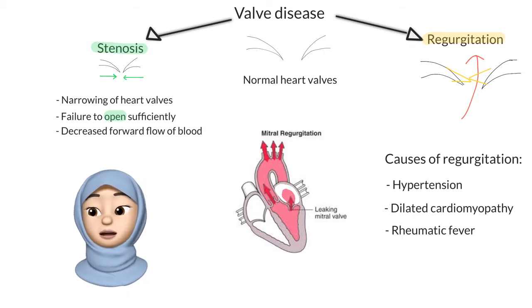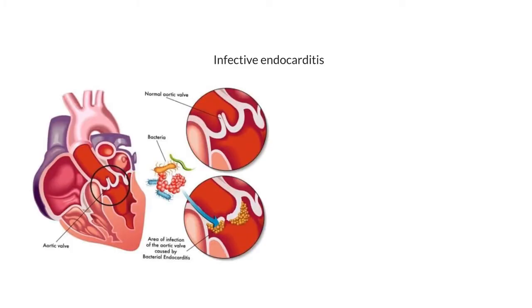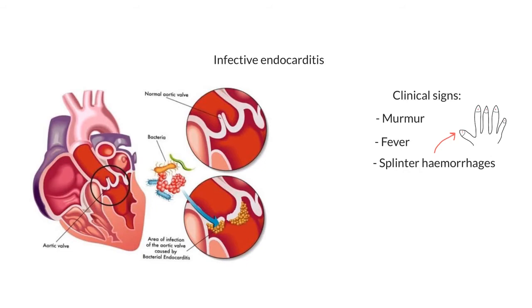It's important to remember that valvular disease increases the risk of developing infective endocarditis. Infective endocarditis is the infection of the endocardium by microbes forming bulky vegetations. Clinical signs of infective endocarditis include a murmur, which indicates the underlying valvular disease, fever, splinter hemorrhages, and Osler's nodes.